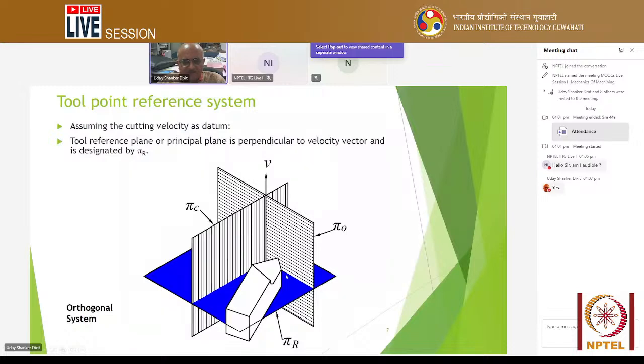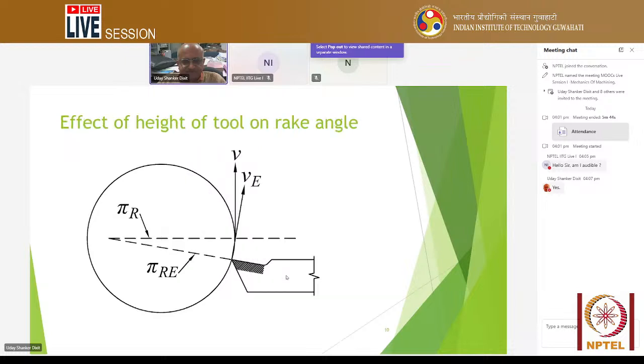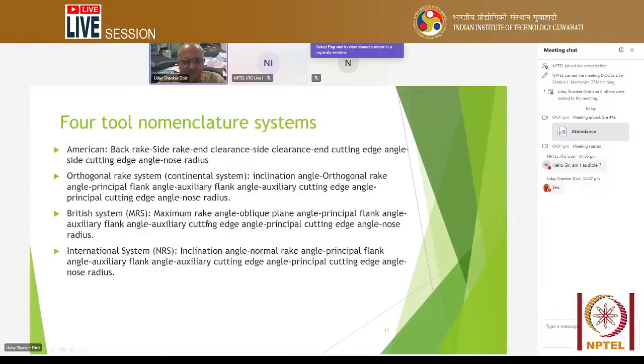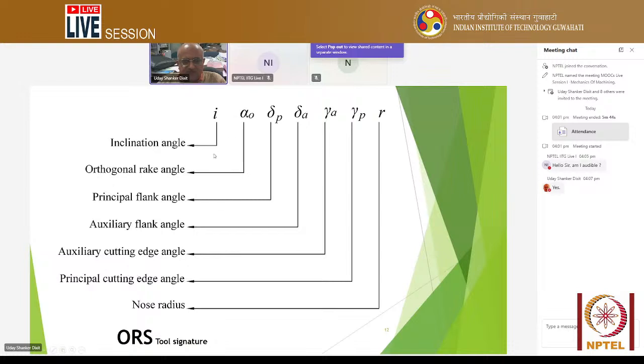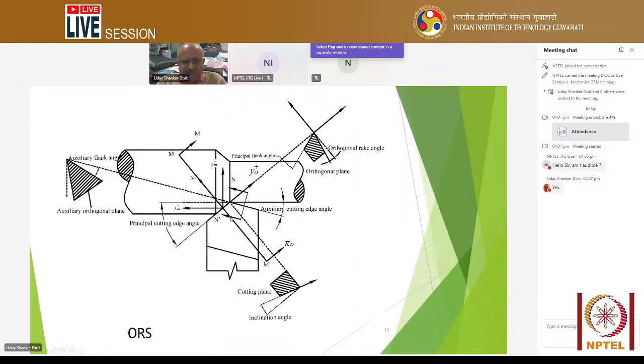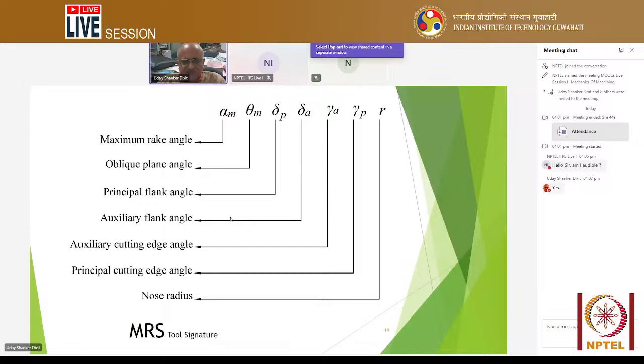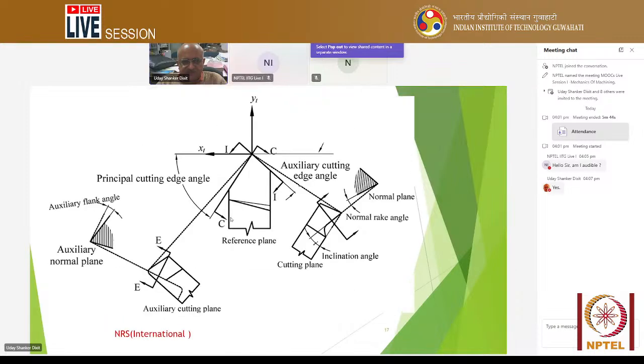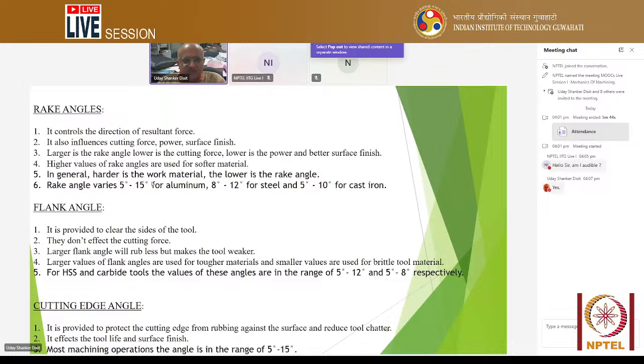We are explaining that tool point reference system. We have orthogonal system, oblique system, and then we have American system, orthogonal rake system that means continental, then British system, NRS, international system. In that, every system has 7 signatures, but sequencing is different. In orthogonal rake system, you get inclination angle, which is not there in other systems. Maximum rake angle, NRS.